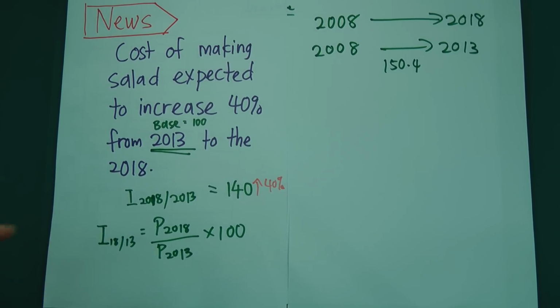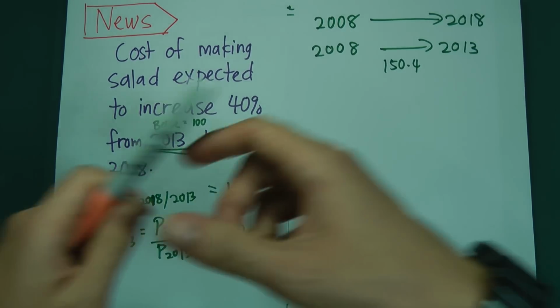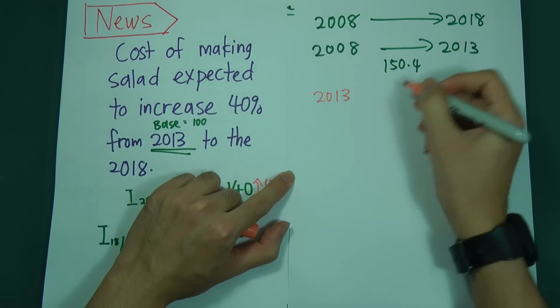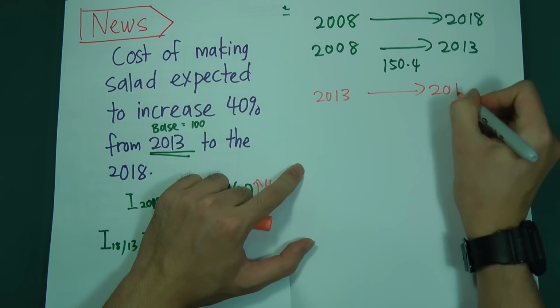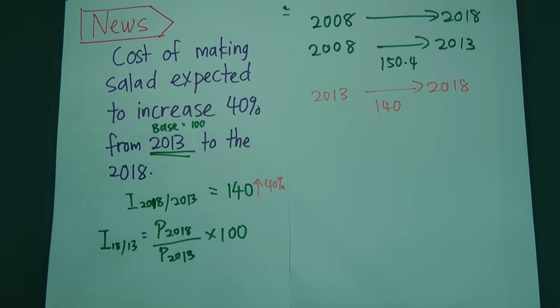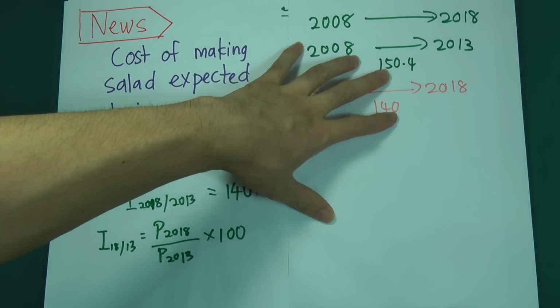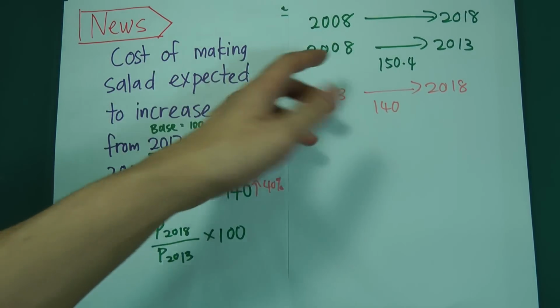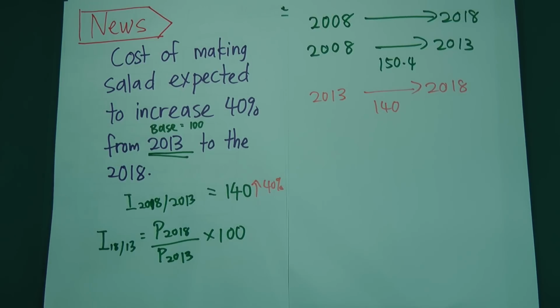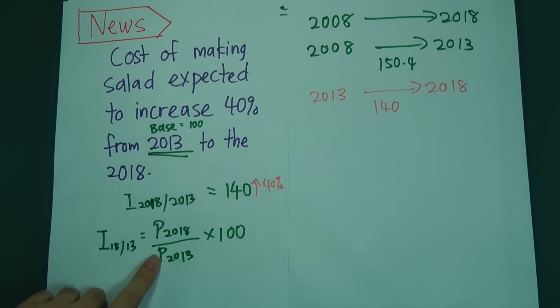Okay, so another information given over here is what? He tells you that increase 40% from 2013 to 2018. Increase 40%, we know this is 140, correct or not? Okay, but then you got this information, but what you want to find is 2018 based on 2008. So this is what the exam always asks you to find. So how to find about this one? So you must be very good on this formula.